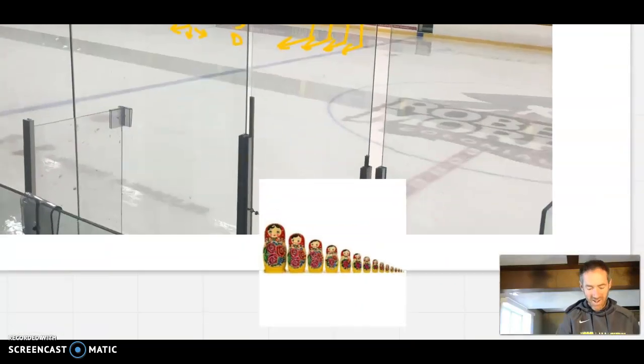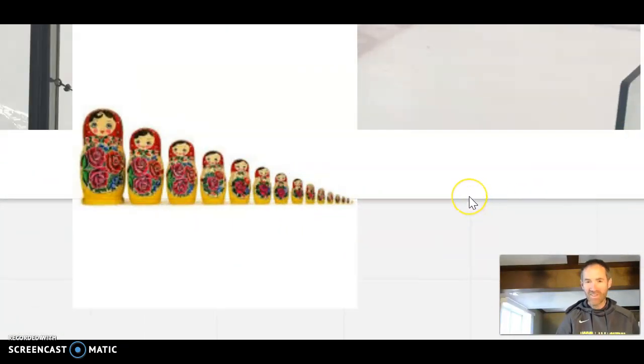And lastly, why don't people like those nesting dolls? They're full of themselves.